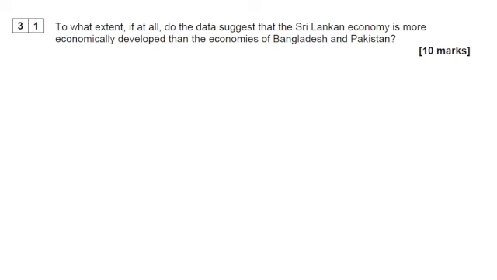So the question for last summer was: to what extent, if at all, does the data suggest that the Sri Lankan economy is more economically developed than the economies of Bangladesh and Pakistan? So straight away you need to consider, okay, what's the key focus of the question? The key focus of the question is to do with economic development. So when we're looking at the data, we need to use the data which should be used to measure development of an economy such as Sri Lanka.